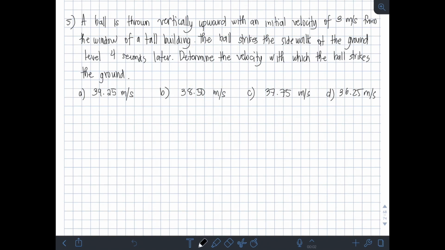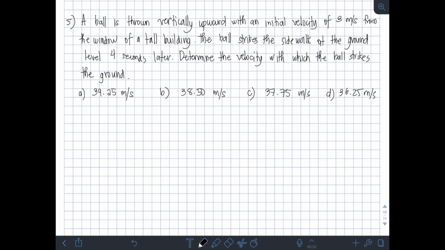Okay? Next, we have: a ball is thrown vertically upward with an initial velocity of 3 meter per second from the window of a tall building. The ball strikes the sidewalk at the ground level 4 seconds later. Determine the velocity with which the ball strikes the ground. Okay, so free fall ulit. So, draw natin yung figure para ma-visualize natin kung paano i-solve.